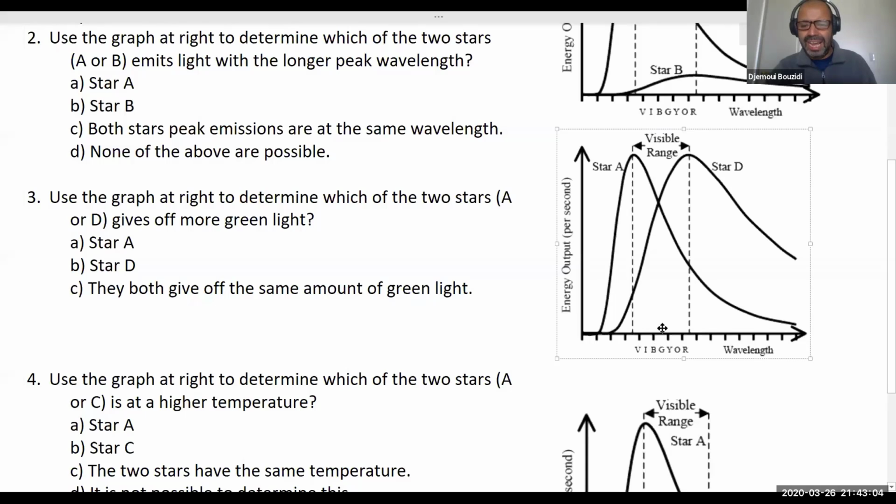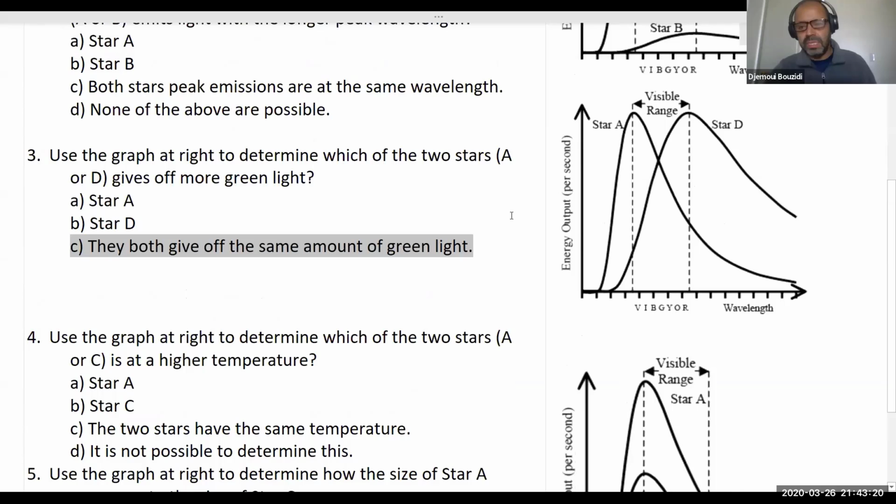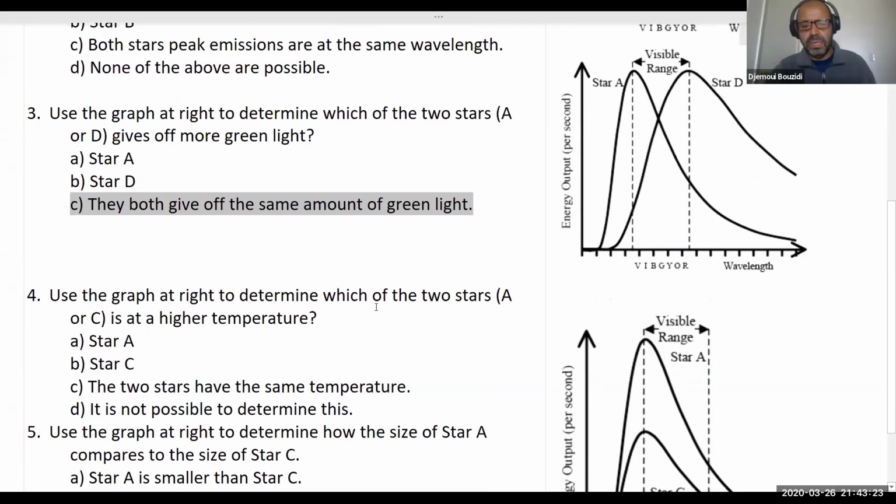You see the line extending from G for green, that's where the two graphs meet. So the intensity is identical. So the correct answer for this one is they both give off the same amount of green light, okay? They may differ in other things, but at least as far as green, they have the same intensity.